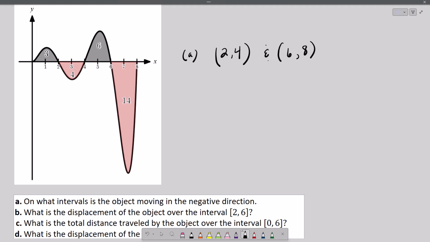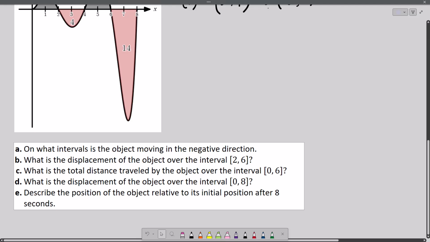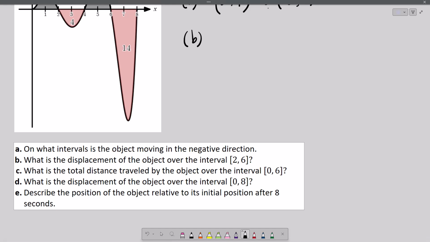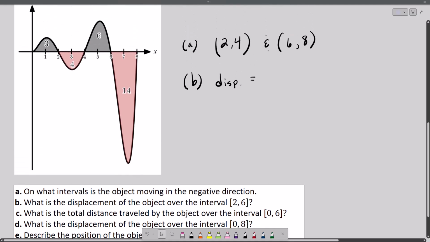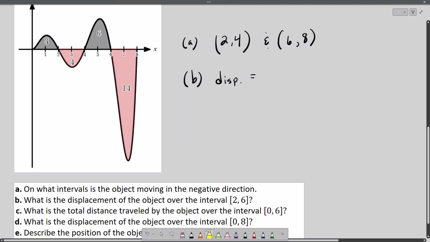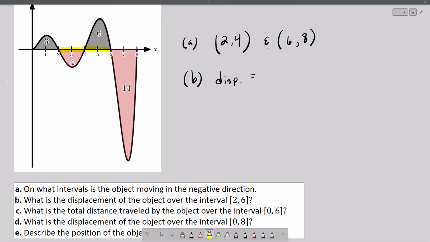All right. What is the displacement of the object? We don't have a good symbol for displacement, unfortunately. Like we do for distance, a lot of times we use S. But for displacement, they don't really give us a good letter. So I'll just call it DISP for displacement. So 2 to 6, displacement. So we're looking over here. We're on the interval 2 to 6. What's our displacement going to be?